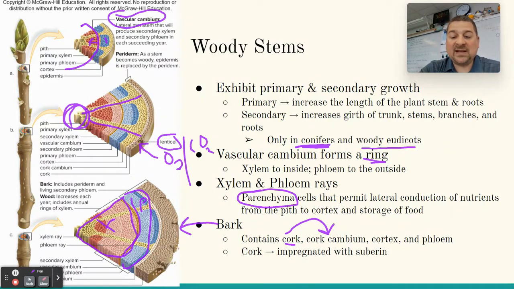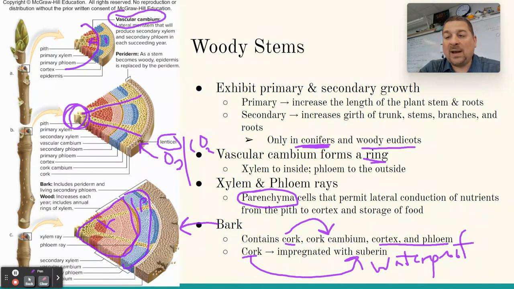There's also some cortex and some phloem. Cork is just impregnated with suberin, which makes it waterproof. That's why in some wine bottles, they have synthetic ones now, but they used to use cork, which is a part of a tree, and that cork is waterproof, and they could seal up the wine bottle, and it would keep it from leaking until it's ready to be used.